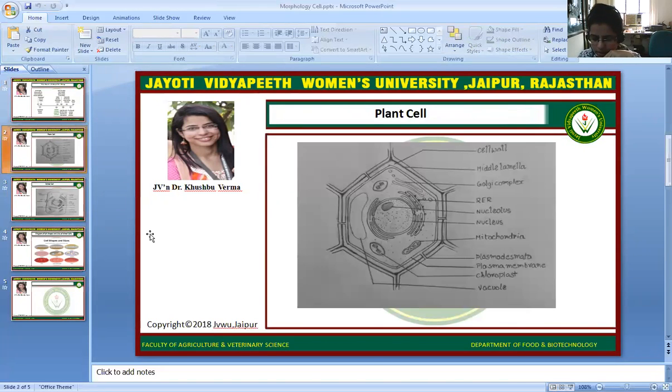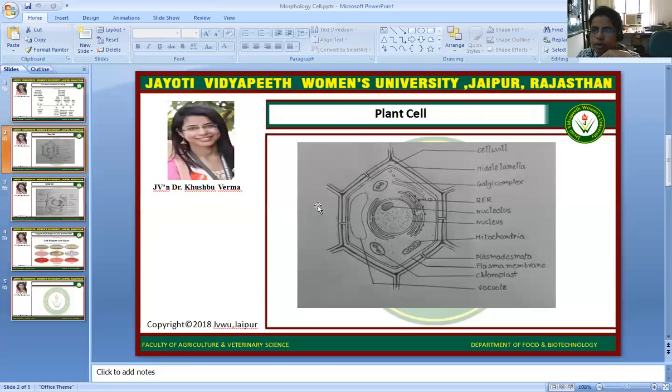Now we will discuss the structures of different types of cells. First of all, we will discuss the plant cell. The plant cell has a cell wall, which is rigid in nature and made up of cellulose, and then the cell membrane. Plant cells will have a central vacuole, which is large and covers most of the area of the cytoplasm of the plant cell.